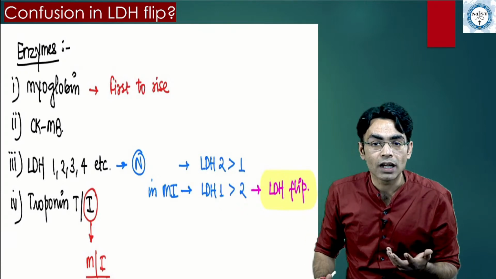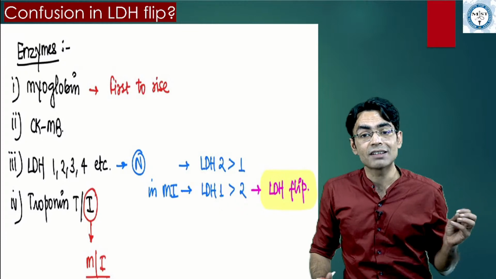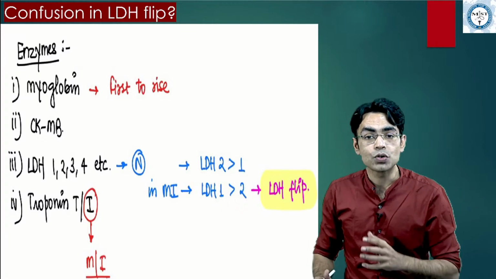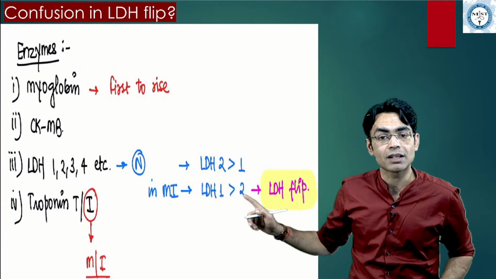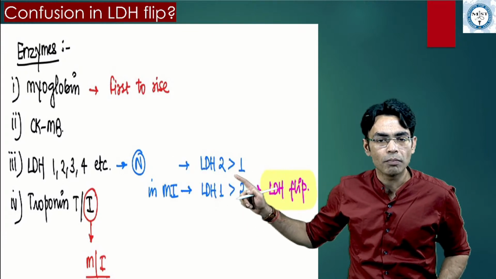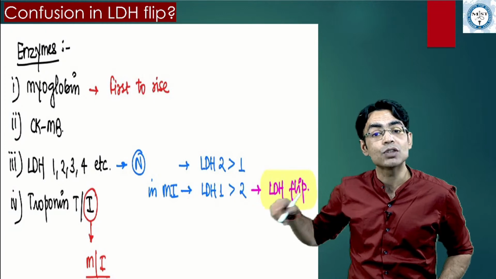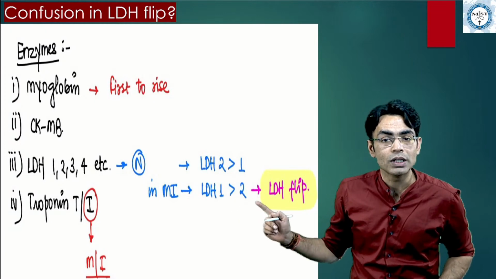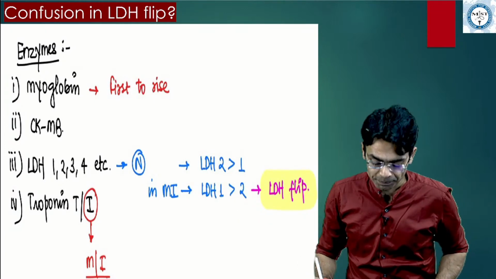So what would you find now? Because the cardiac myocytes have released LDH1 into the blood, you will find LDH1 more as compared to LDH2. So in a normal person, you would find LDH2 more, but in MI, it would be LDH1 more as compared to LDH2. This is called the LDH flip.